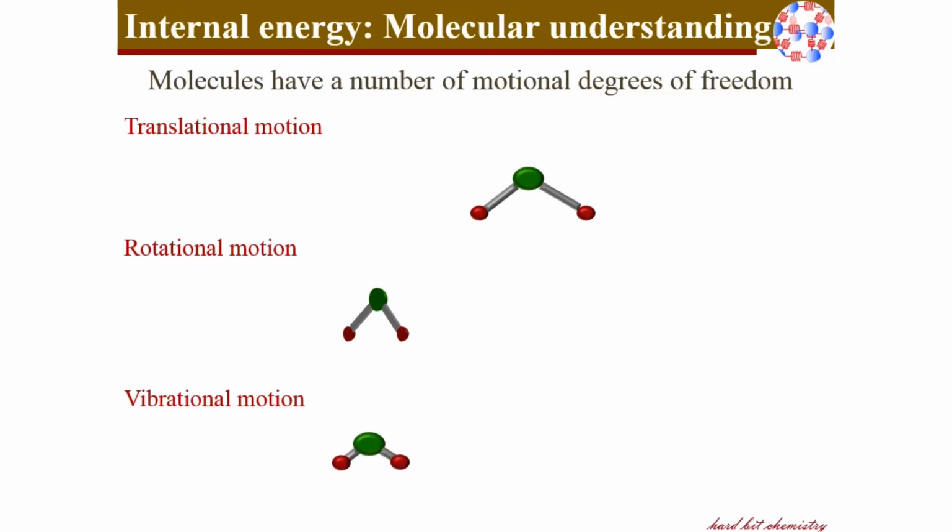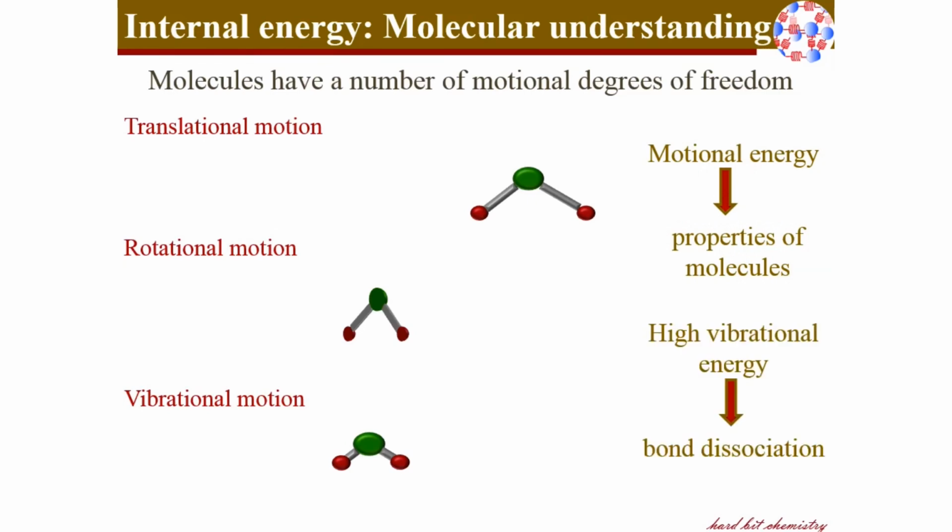All these three motions contribute to energy of the molecule, and these motions are reflected in most of the molecular properties. For example, when a high amount of energy is focused on bond length, on vibration of bonds, the bond vibration occurs like this, and at a certain moment bond dissociation occurs. The bond breaks because a huge amount of energy is concentrated on the bond.